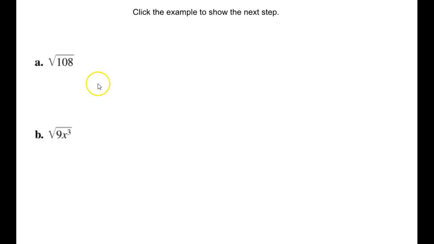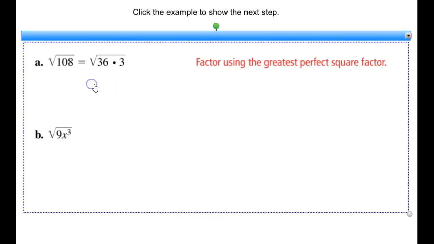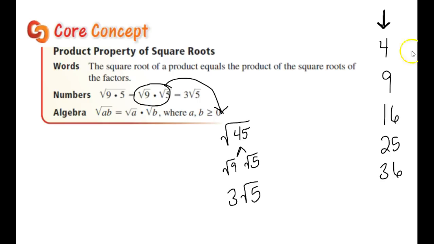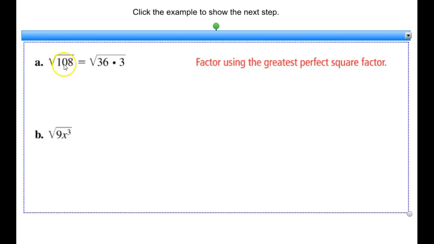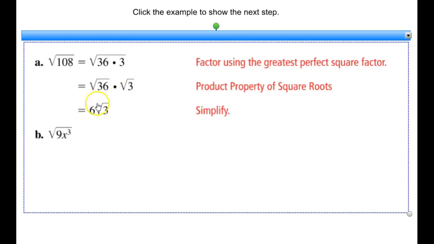So let's look at this example. First I have the square root of 108. I always want to figure out what this is divisible by. How can I simplify this? So I want to use my greatest perfect square factor, and you'll see the list on that last slide. Is it divisible by any of these things? Which is the biggest one that it's divisible by? Well, I know that 108 is divisible by 36. It's the same thing as 36 times 3. Then I can use that product property that we just learned to separate them out. Then I simplify because I know the square root of 36 is 6. So now I end up with 6 times the square root of 3, and I know that this cannot be simplified any further.